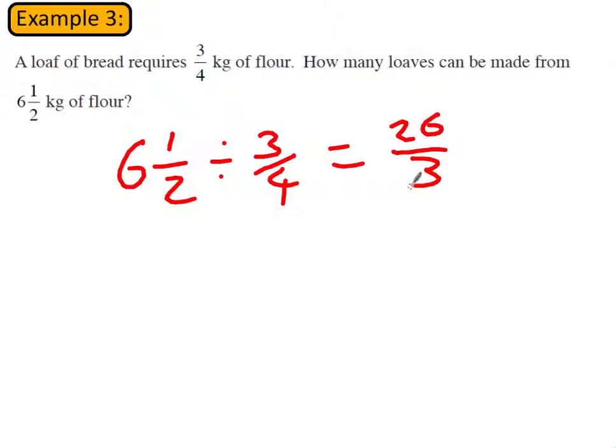26/3. Now, that's what your calculator gives you, but if you press the fraction to decimal button, or press Shift in that button, it will convert it into a mixed number for you. So it saves all the energy, and the answer is we can make 8 2/3 loaves. Okay, that completes the work and the examples for this exercise. Off you go.